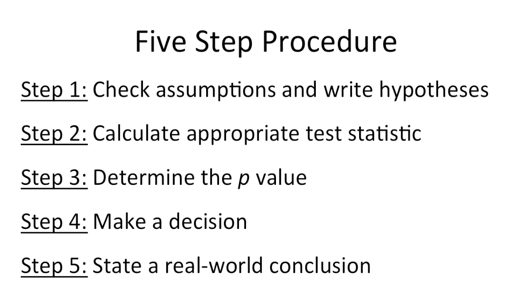And step 5, state a real-world conclusion. This is when you go back to your original research question and you say either, yes, I have evidence that there is a difference in the population, or no, there is not sufficient evidence to state that there's a difference in the population. Let's look at a few examples now of selecting the correct procedure.